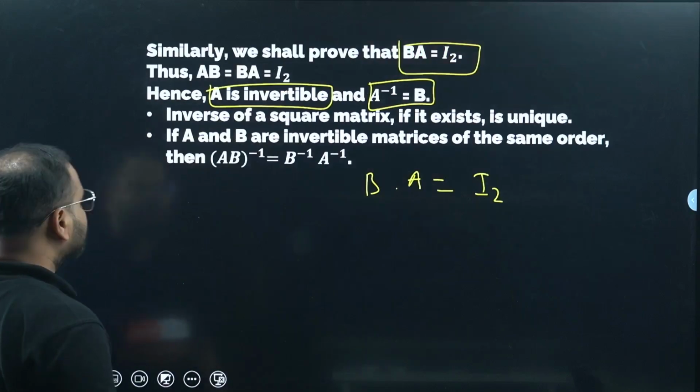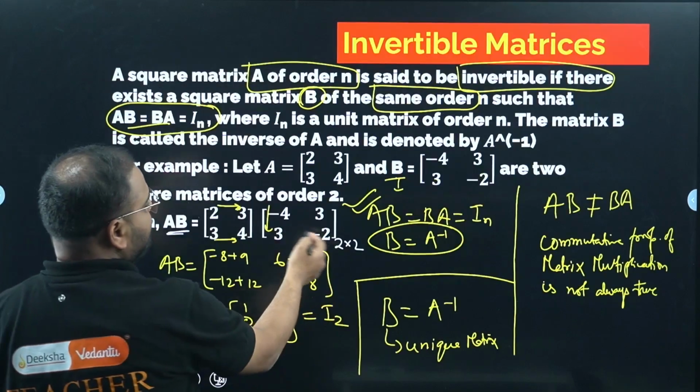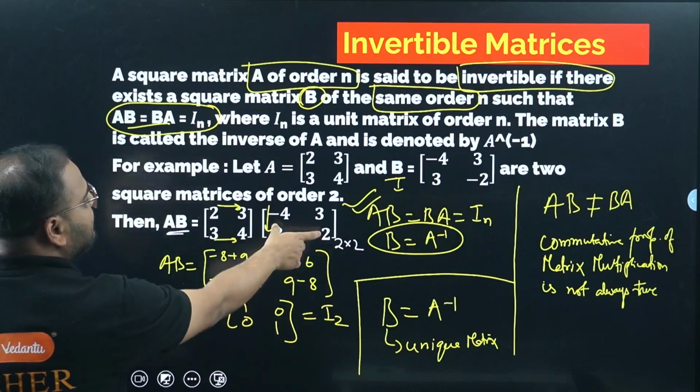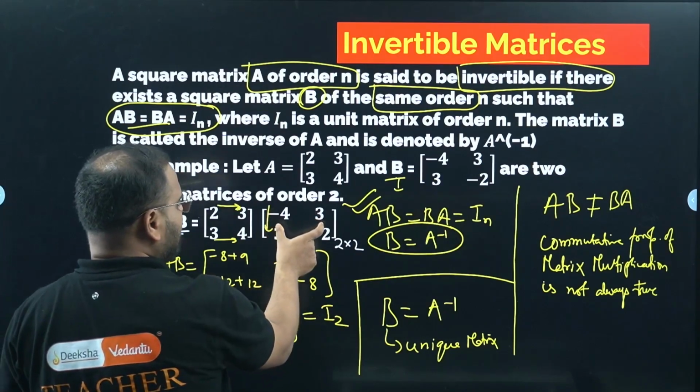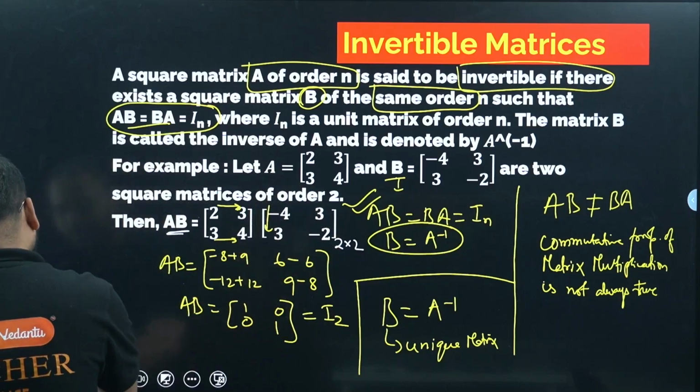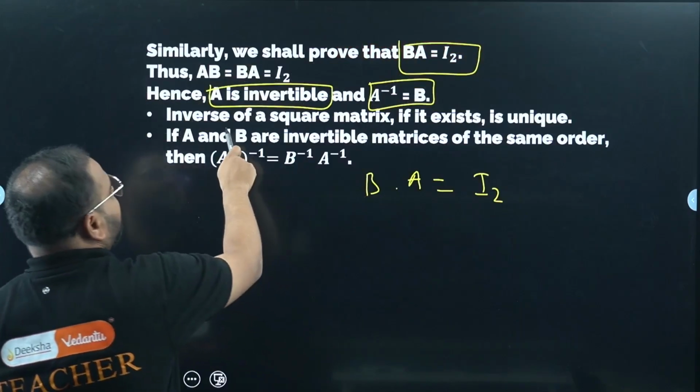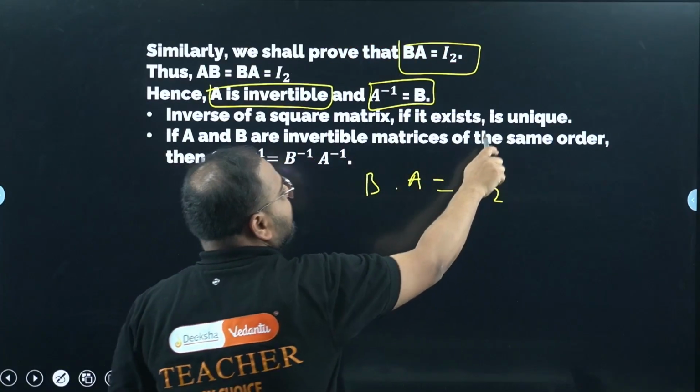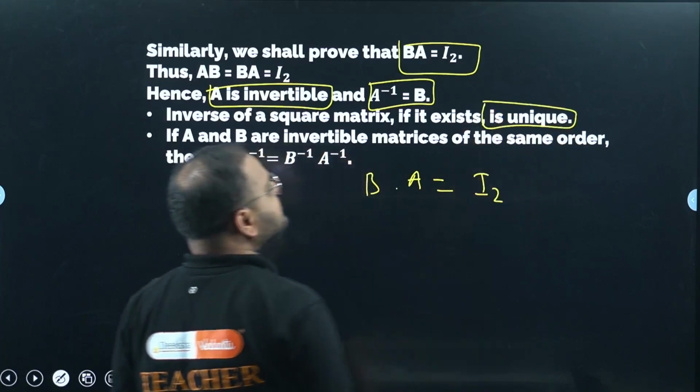So that's what is written here. Don't you find this matrix to be unique? Can you write another matrix like this? No sir, it is one matrix. How can they write another matrix like this? So this is a unique matrix. That's what is written here: the inverse of a square matrix, if it exists, is always unique.